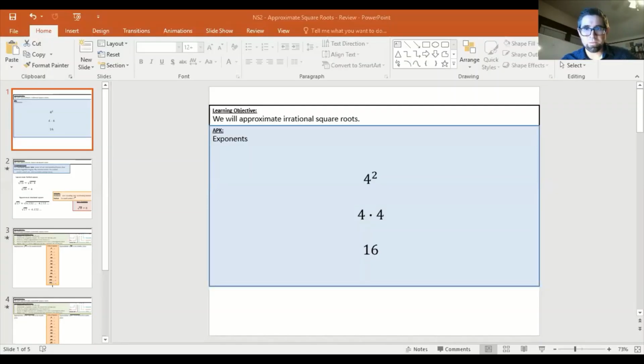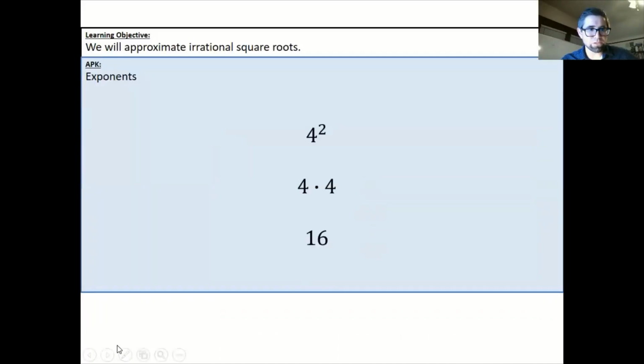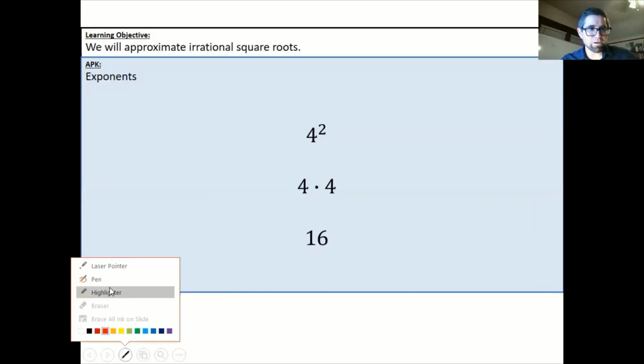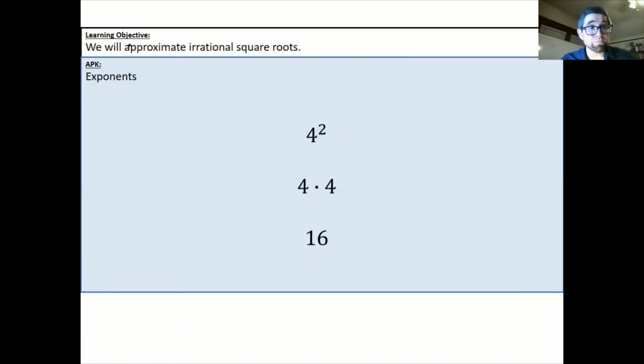So today we're going to be doing a lesson on approximating irrational square roots. All right, so let me pull up this lesson for us, and we'll get going. So first off, our skill for this lesson is approximate. So this word right here, let me remind you what approximate means.